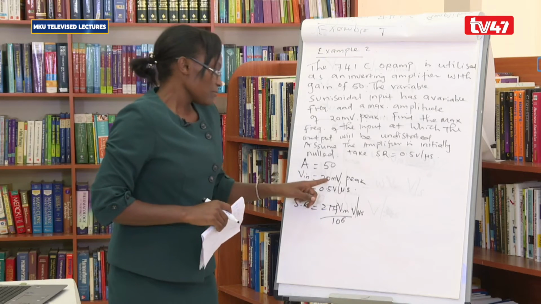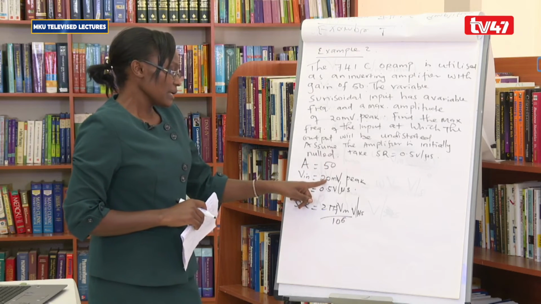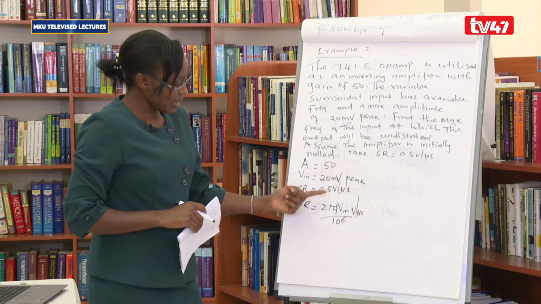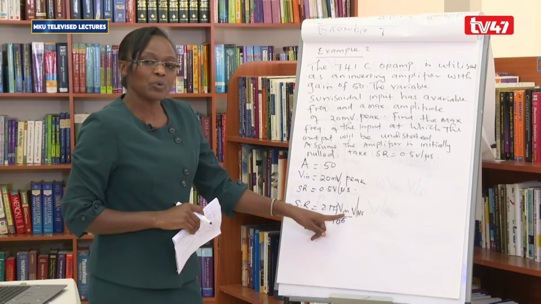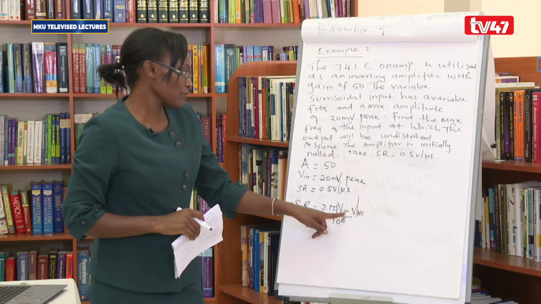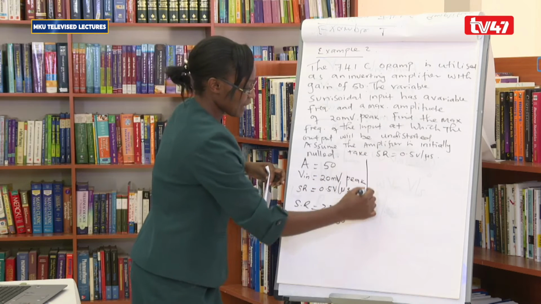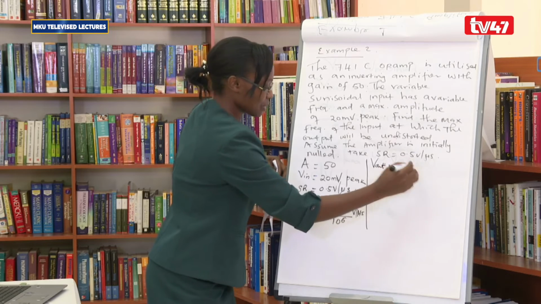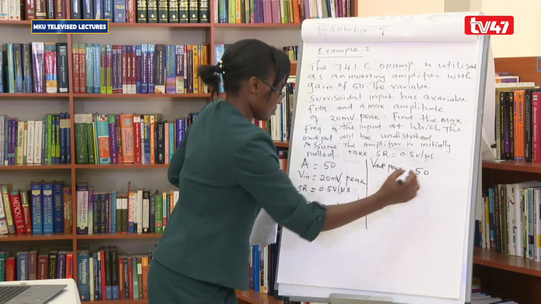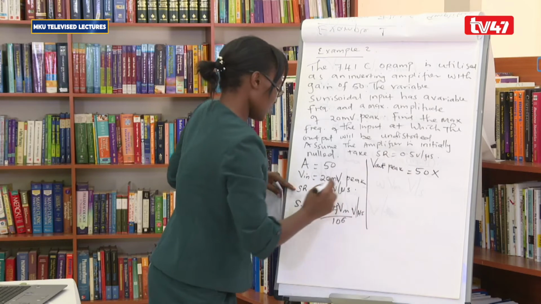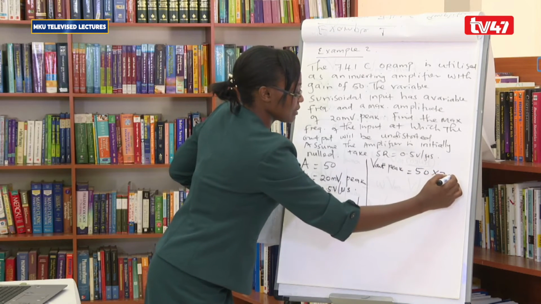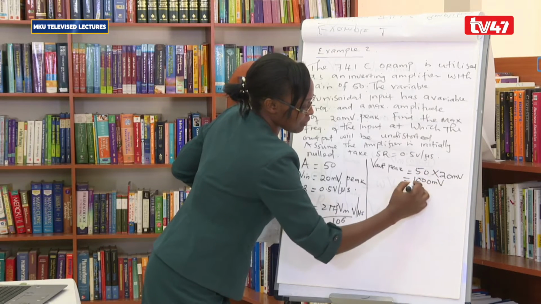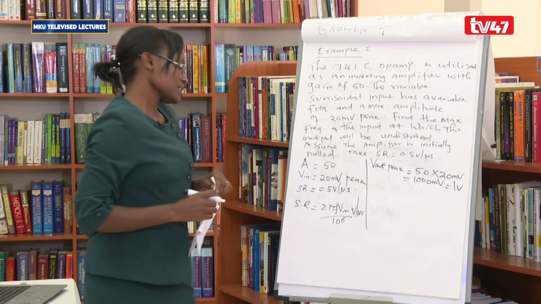So we've been given V in. Because we're given V in and the gain, we can obtain Vm, which is our peak output voltage. So here we can say V out peak is equal to 50, the gain, times our V in, which is 20 millivolts. This gives us 1,000 millivolts, which can also be written as 1 volt.